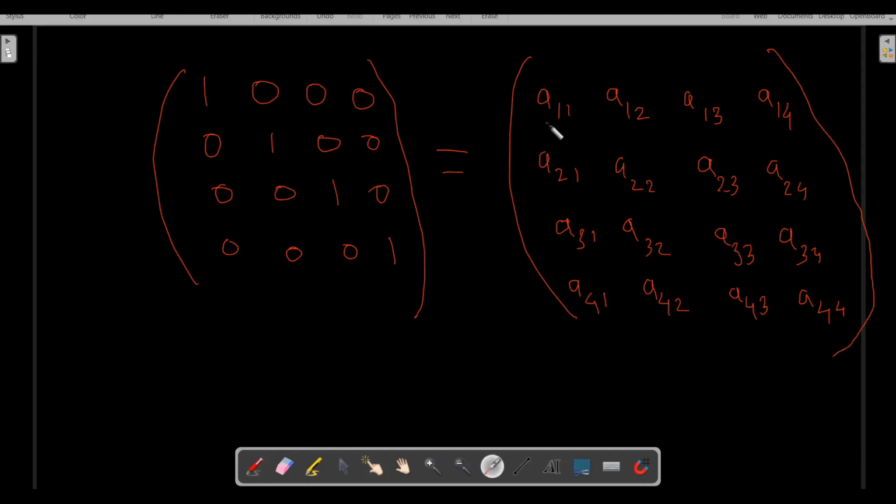The thing is that this is the first row, first column, so a11; first row, second column, so a12; first row, third column, so a13; first row, fourth column, so a14; second row, first column, so a21; second row, second column, so a22; second row, third column, so a23; second row, fourth column, so a24; third row, first column, so a31; third row, second column, so a32; third row, third column, so a33; third row, fourth column, so a34; fourth row, first column, so a41; fourth row, second column, so a42; fourth row, third column, so a43; fourth row, fourth column, so a44.